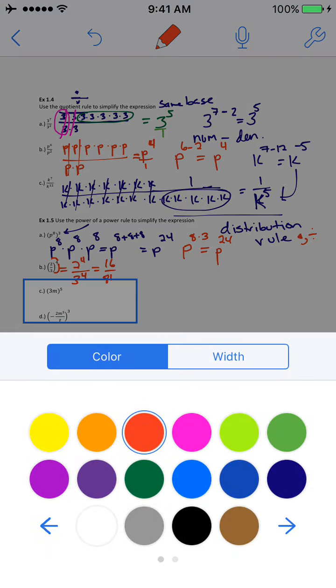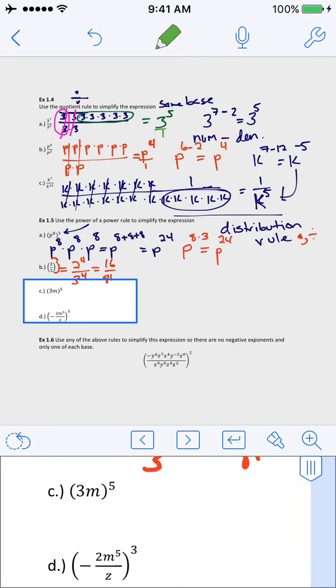Same thing happens in C with multiplication. But this is where people trip up a lot. I don't know why, but just because you have a term, just because you have a coefficient, doesn't mean the coefficient gets left off. This is where that parentheses comes in again. Because the 3 is in parentheses, this is the same thing as 3 to the 5th, m to the 5th, okay? It is not 3m to the 5th.